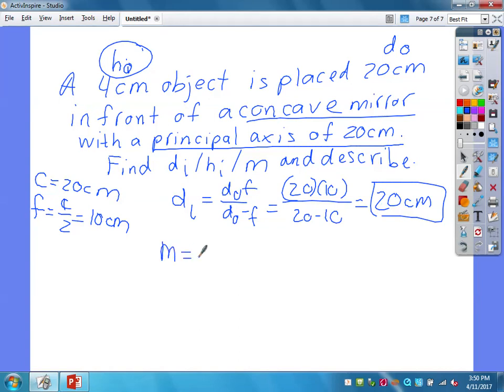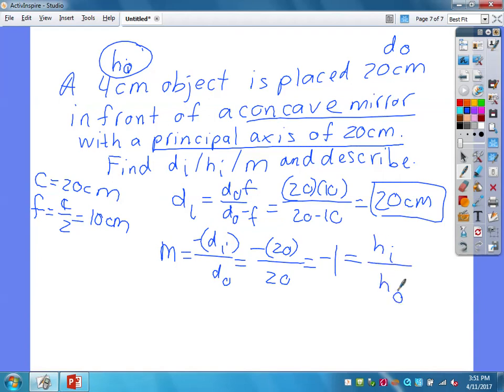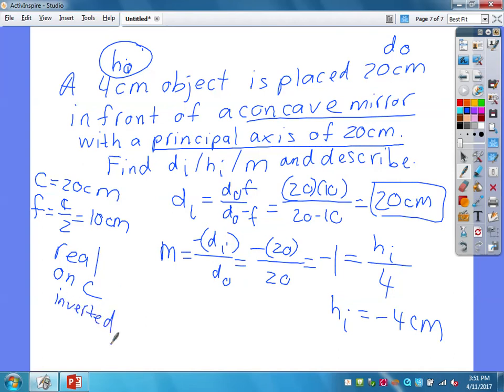My magnification, negative di over do. All right, well, it's negative 20 over 20. So, hey, my magnification is negative 1. That will then equal my image height over my object height. My object height is 4 centimeters. 4 times negative 1, hi equals negative 4 centimeters. This all supports what we're expecting. The image is real, positive di. It is on C. The image and object are on the same spot. The image is inverted, negative di, negative height. And it is the same size. Magnification equals 1.